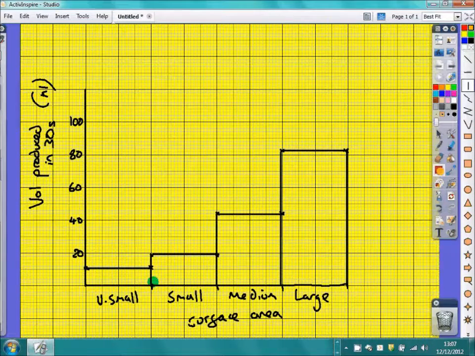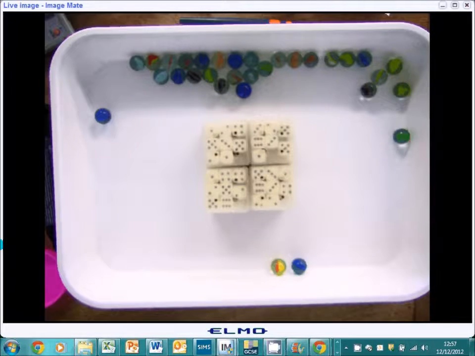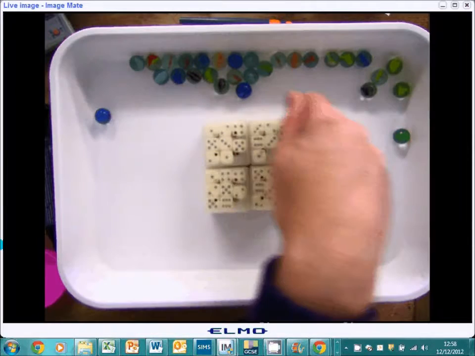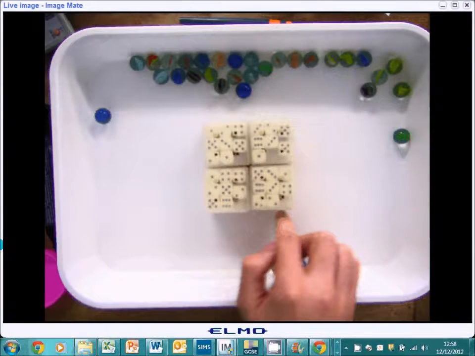Which shows us that as the surface area increases, so does the volume of carbon dioxide produced in 30 seconds. When we talk about surface area, we talk about the area that the particles can attack. So the larger the chip, the smaller the surface area. If we have a look at our marble chip, there are only 4 areas that the particles can react with. These edges here.